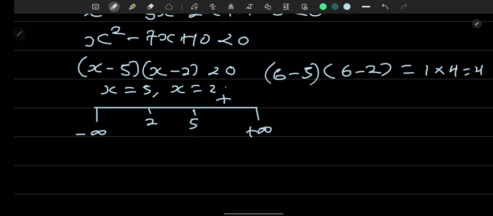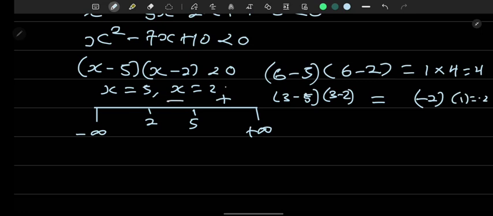Let's pick something around 3. If you put 3 here, you have 3 minus 5, then 3 minus 2. 3 minus 5, that's minus 2. 3 minus 2, that's 1. So this is minus 2. So this is negative irrespective of the value you pick in that range.